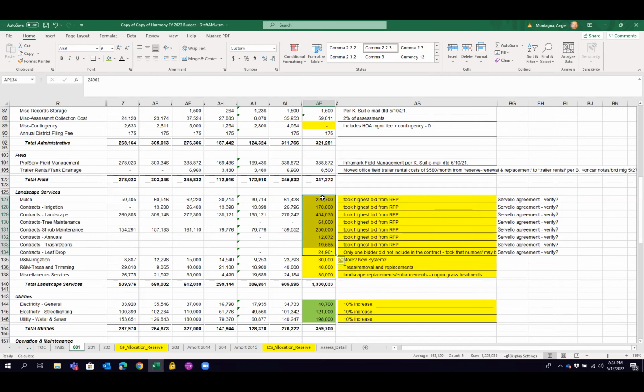So currently, if you were to go with the highest with everything that I did, you're looking at a landscape contract of 1.225 million, 1,225,033. If you go with those numbers, that's what your landscape contract's going to be, over $1 million.